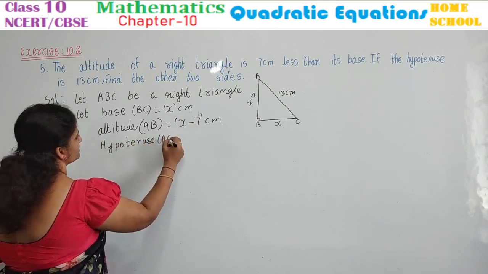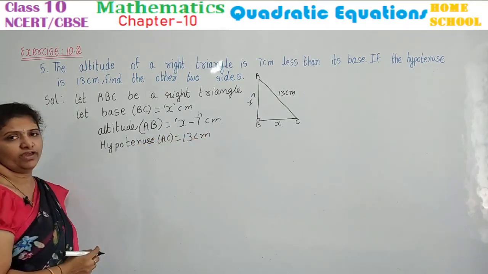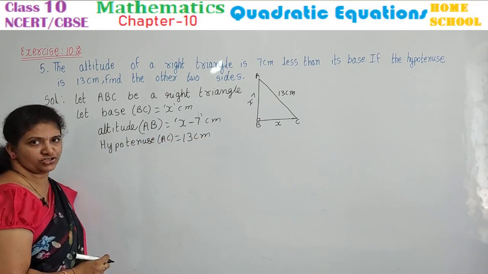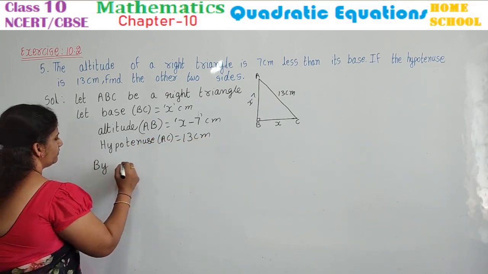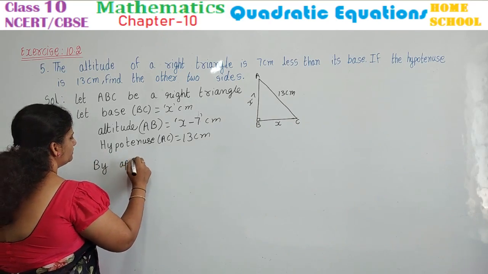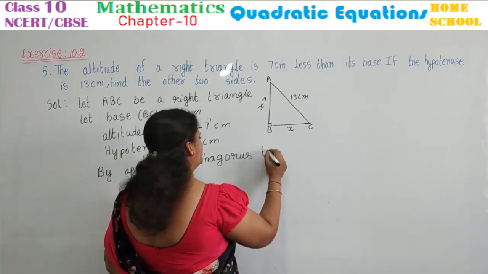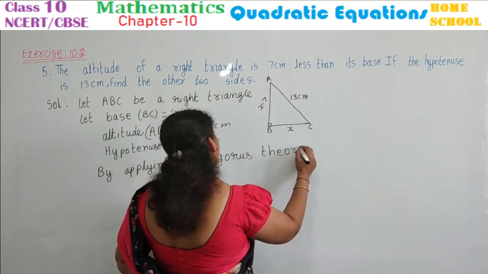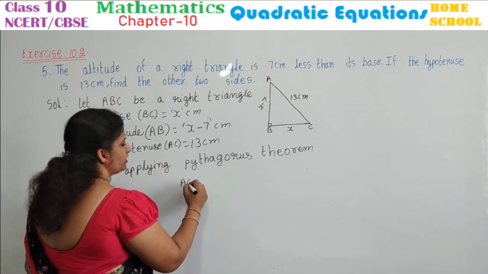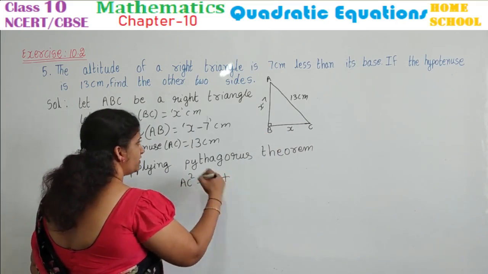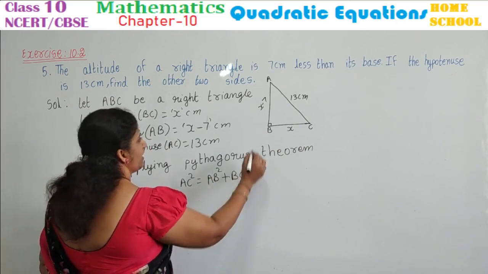Hypotenuse AC is equal to 13 centimeters. We need to find the other two sides, that is your problem. Now, by applying Pythagoras theorem. What is Pythagoras theorem? Hypotenuse square is equal to sum of the squares of the other two sides.